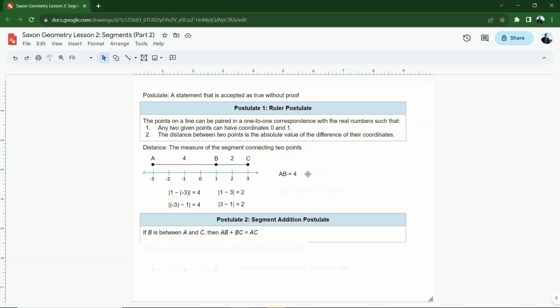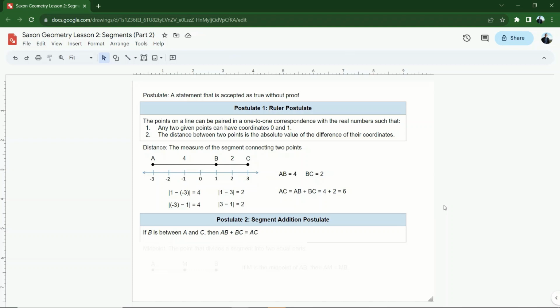So I know that AB is 4. I know that BC is 2. And according to the segment addition postulate, AC should equal AB plus BC. In other words, AC should equal 4 plus 2. And 4 plus 2 equals 6. So this confirms the segment addition postulate.